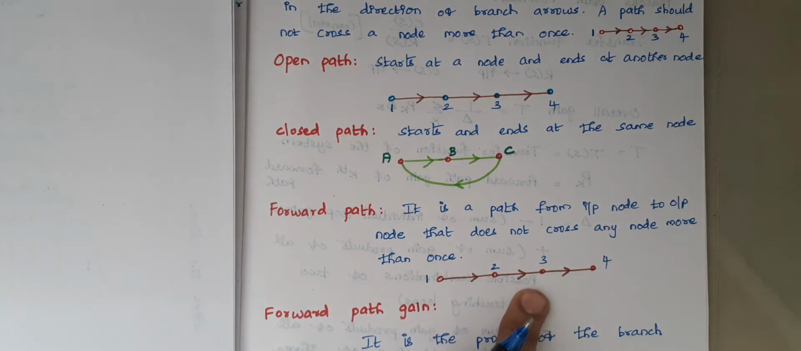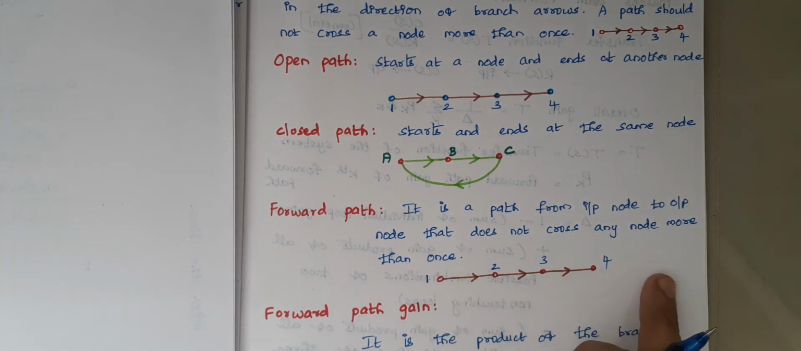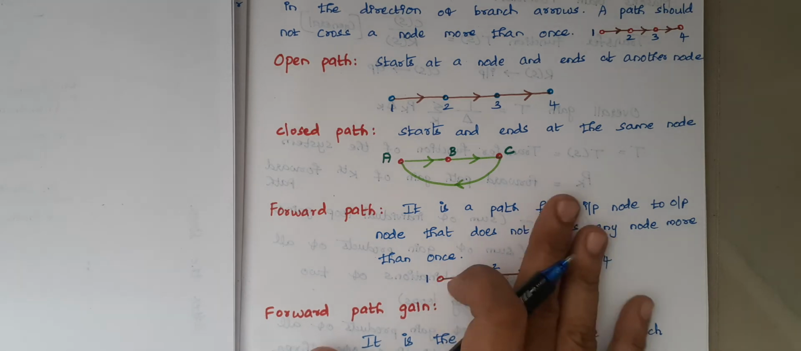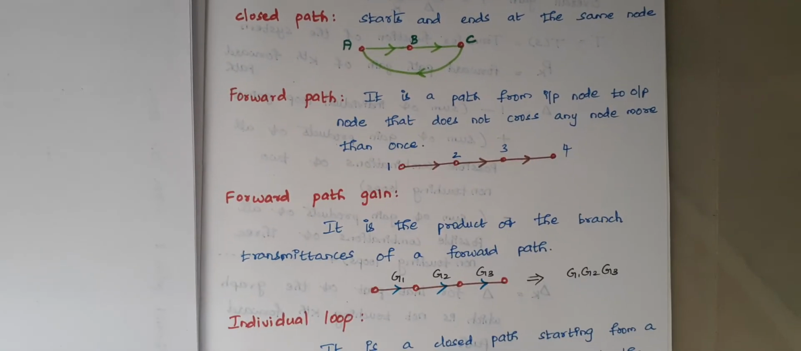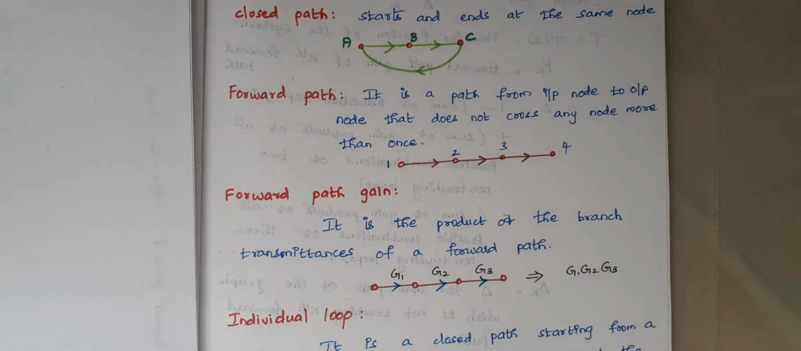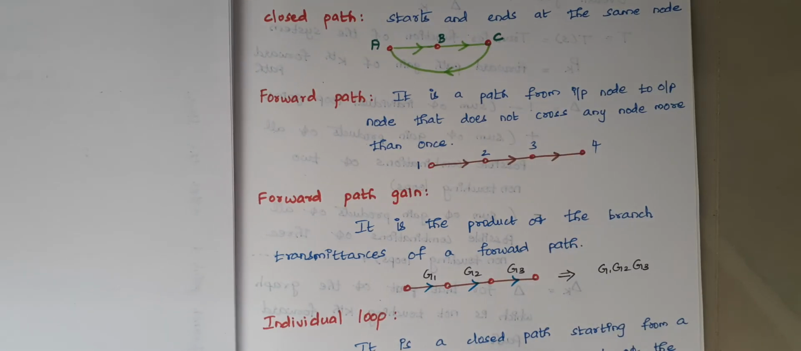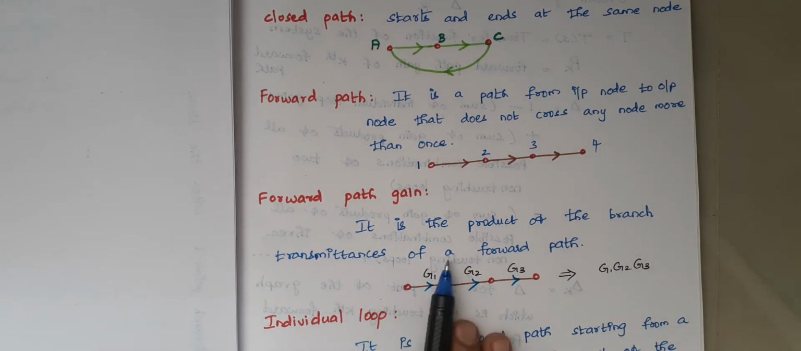You see here, all the arrowheads go in the forward path. So this is known as a forward path. And the next one is forward path gain. So what is meant by forward path gain here? It is nothing but the product of the branch transmittances of the forward path.